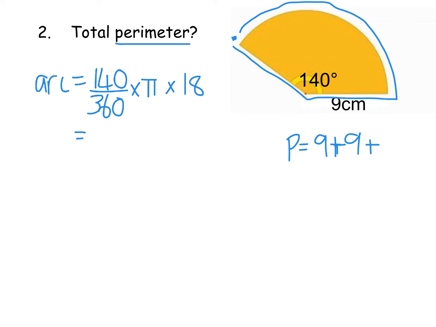And if you go to your calculator and type that in, you will get 21.99, so we'll set it to 21.99. So coming back to what I said about the perimeter, it will be your 9 plus your 9 plus your 21.99, and that gives you a total perimeter of 39.99.